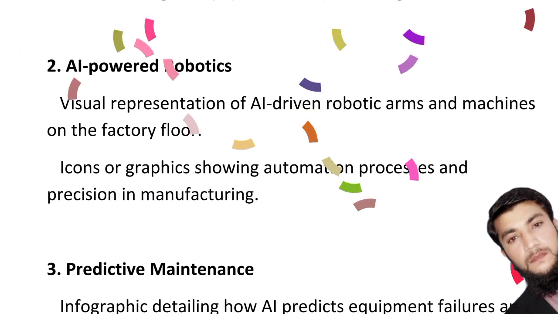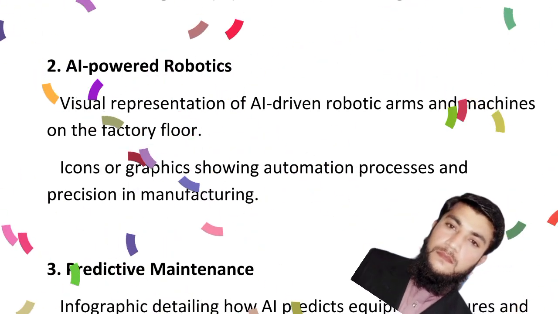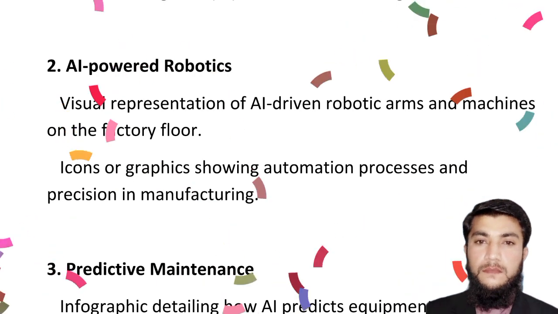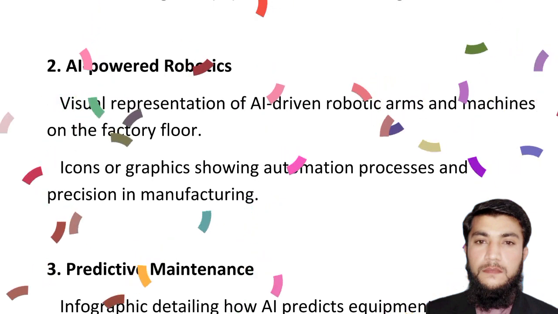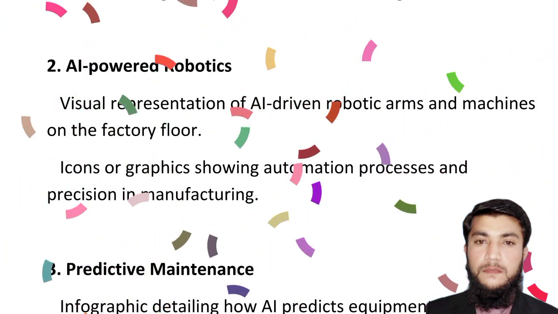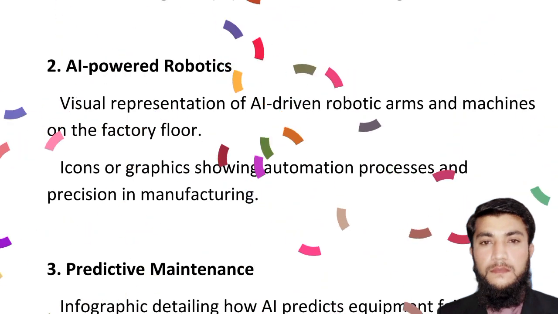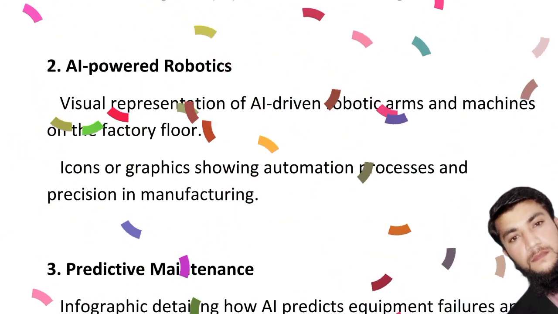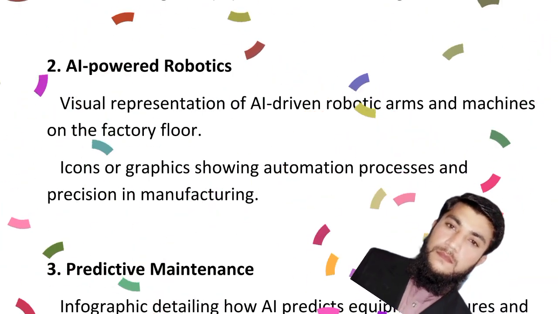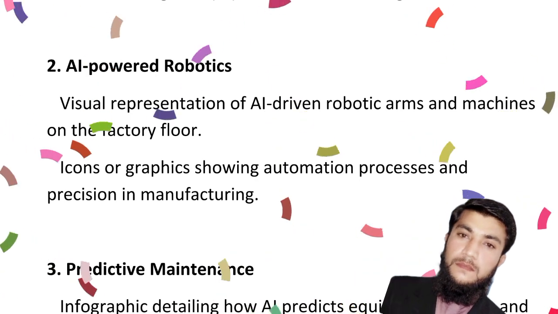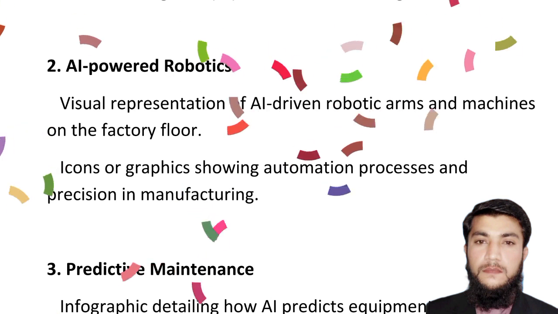Let's see the point number 2. AI powered robotics. Visual presentation of AI driven robotic arms and machines on the factory floor. Icons or graphics showing automation, processes, and precision in manufacturing.